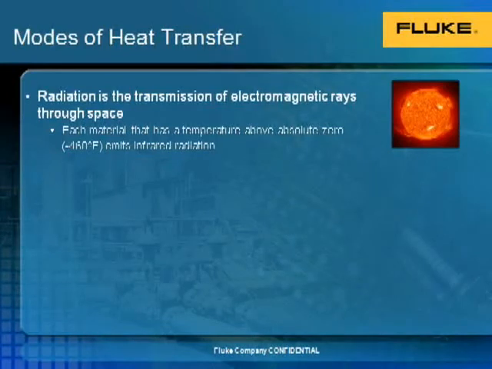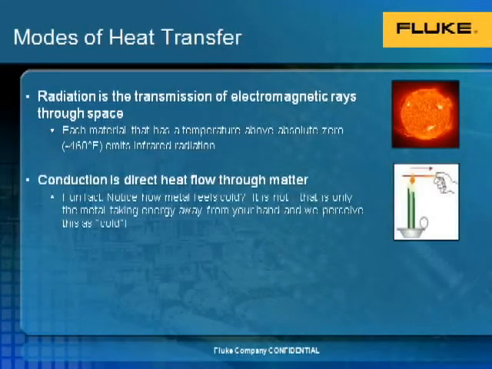There are three modes of heat transfer it is important to be aware of when utilizing thermography. The first is radiation. This is the transmission of electromagnetic rays through space. Every material that has a temperature above absolute zero emits infrared radiation. Conduction is the direct heat flow through matter resulting from physical contact. As you see in the picture on the right, the heat is transferring along the metal rod and will eventually burn your hand.